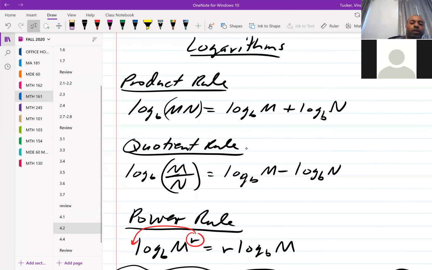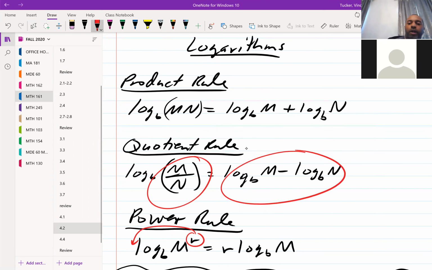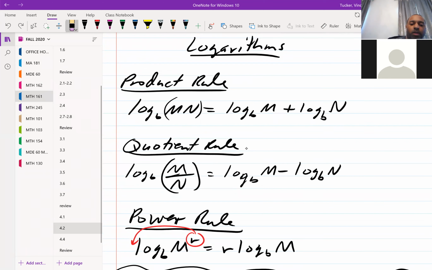The quotient rule: if it's division, then you can rewrite it as subtraction of two logs. And then your power rule: if you have log base b of m to the r power, you can bring that exponent to the front and rewrite it as r times log base b of m.